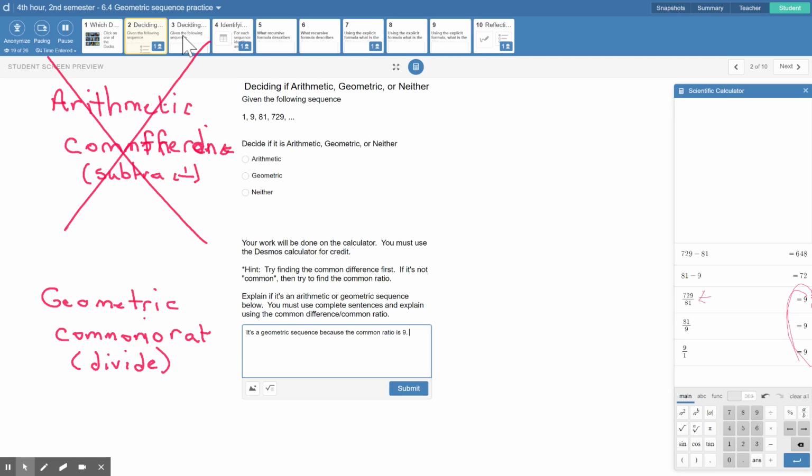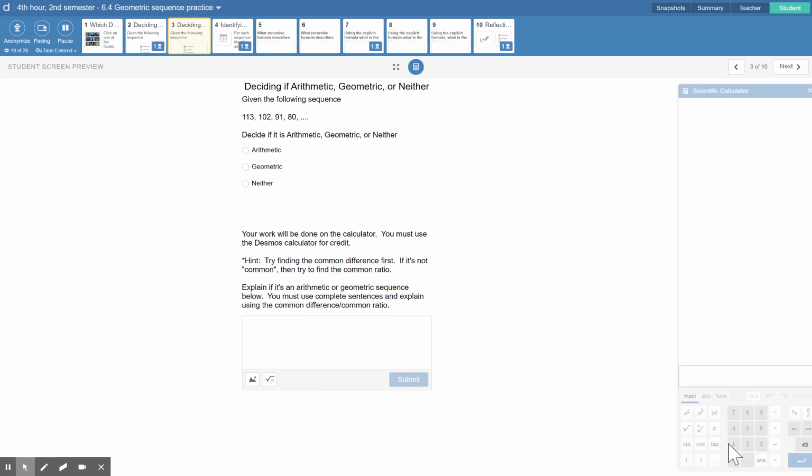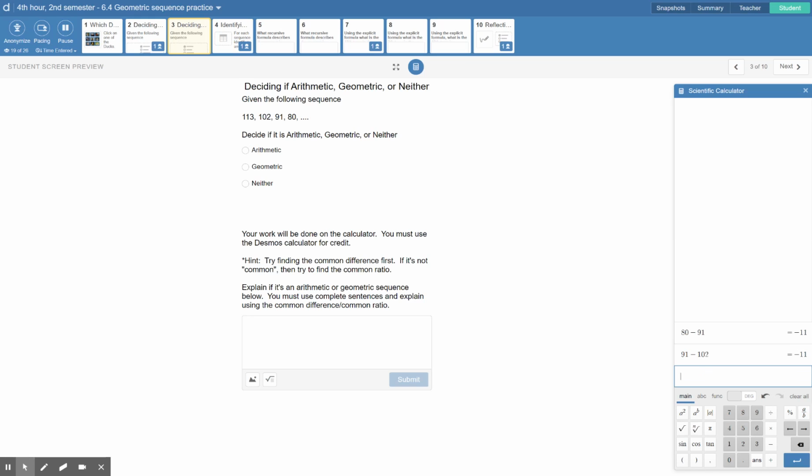So for slide 3, you're going to do the exact same thing. Is this going to be like a linear pattern, or is it going to be a geometric pattern, which is exponential, okay? The arithmetic is finding the difference, so we always want to try to do that first. So in the calculator we go, using the Desmos calculator. Do 80 minus 91, 91 minus 102. And you have to do all of them. You got to make sure that it is common throughout. Since it's a common difference because we minused, that's the arithmetic one.